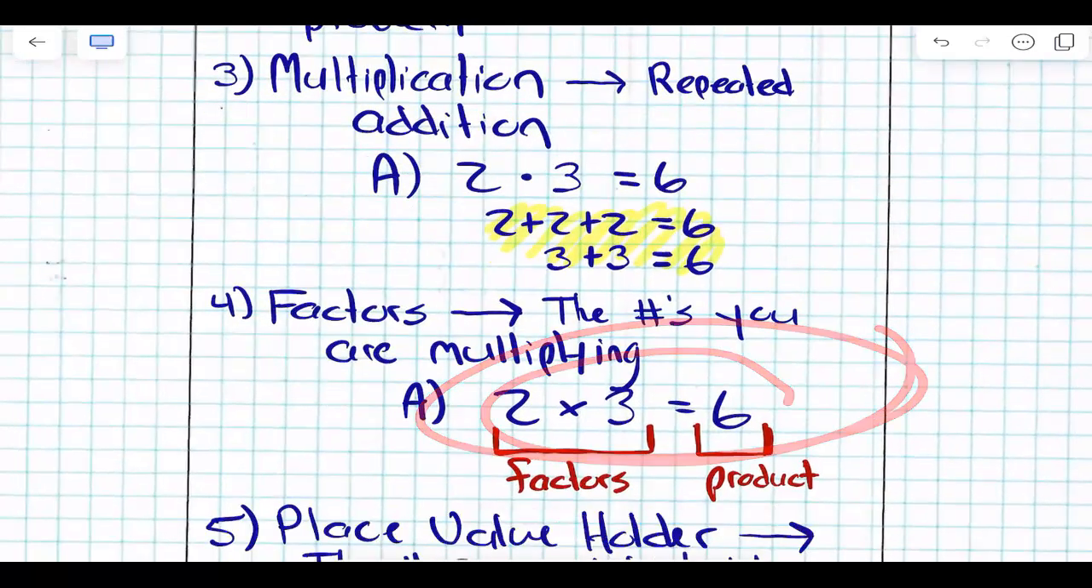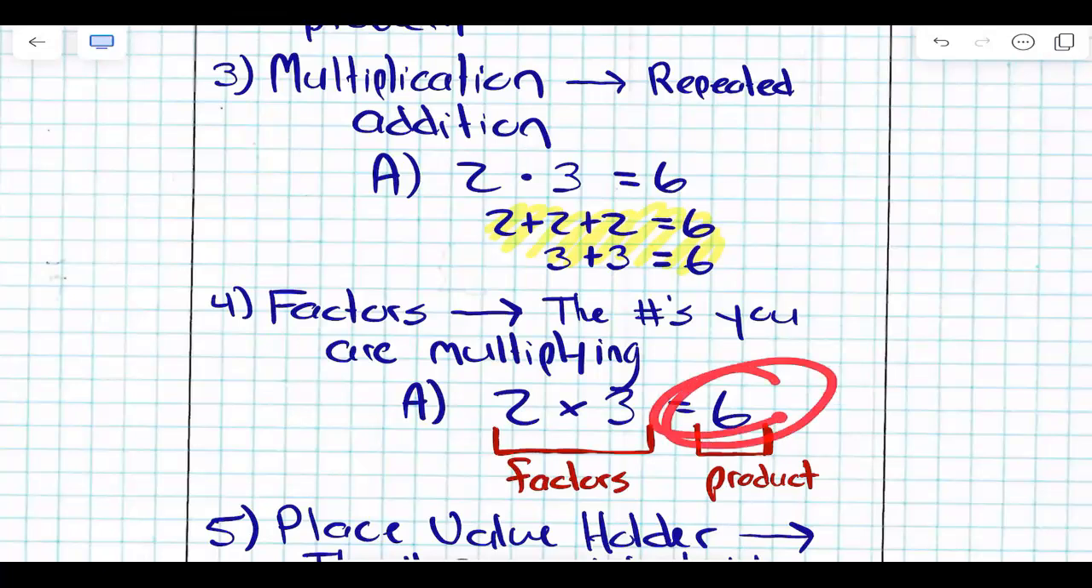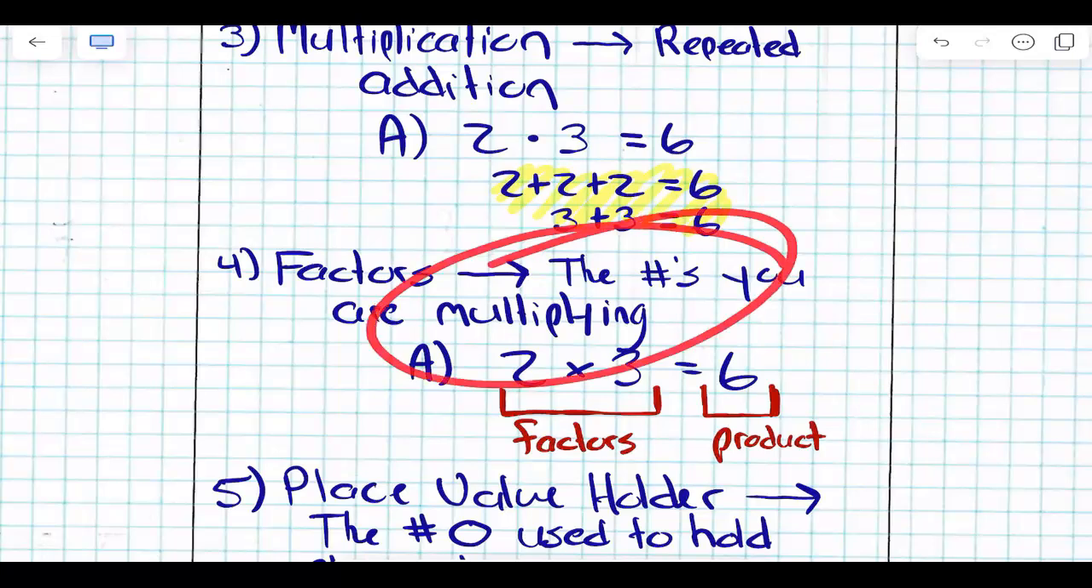2 times 3 equals 6, right? Yeah. What is the 6 called in this number sentence? A product. It's like the answer, right? Yeah. So if the 6 is the product, what are the 2 and the 3? Factors. So the factors are the numbers we're multiplying, right?